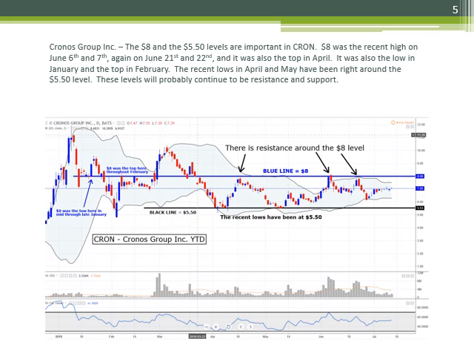Here's the Chronos Group. Again, you don't need to be a chart guru to see that there is resistance at the $8 level. It was overbought here. It was overbought here. Reverted. On the lower side, the lows have been around 5.50. So going forward, I would be watching both those levels for continued resistance and support.